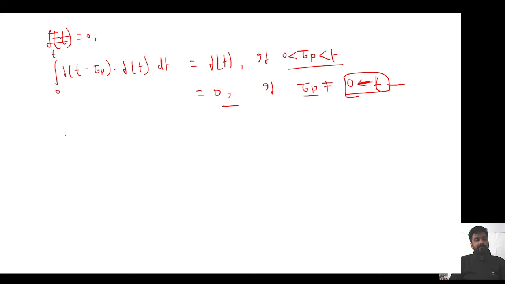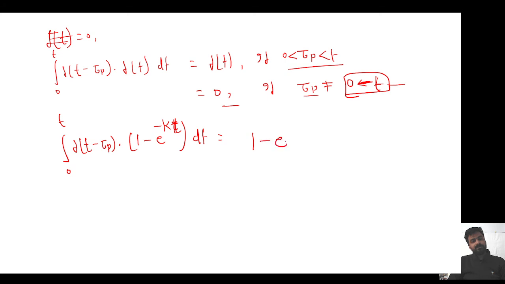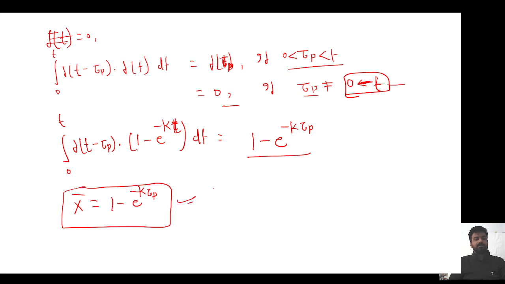So again, here we are going to calculate the integral from 0 to t of delta(t - tau_p), and the function is 1 minus e to the power minus kt, dt. That will be equal to, sorry, here it will be tau_p, 1 minus e to the power minus k tau_p. Are you getting it? So the mean conversion from here is 1 minus e to the power minus k tau_p for the first order reaction.